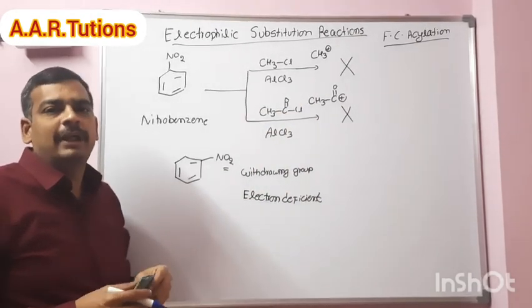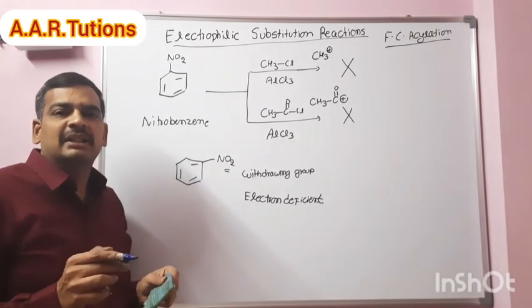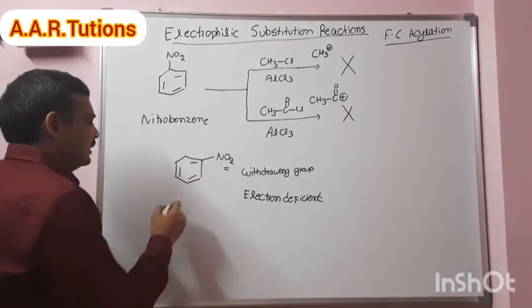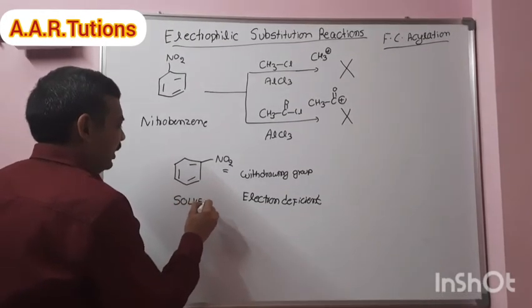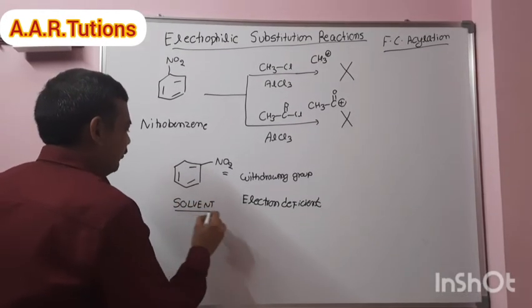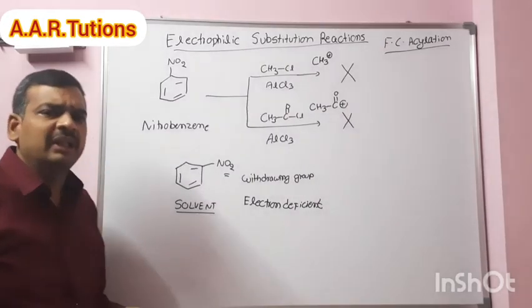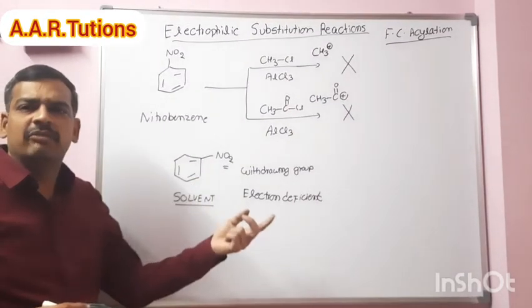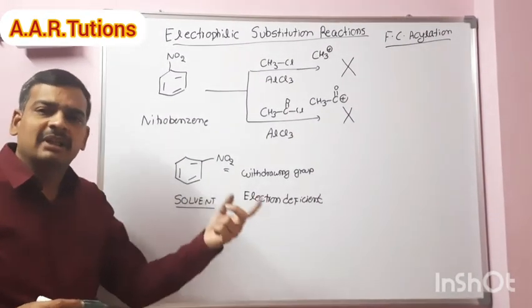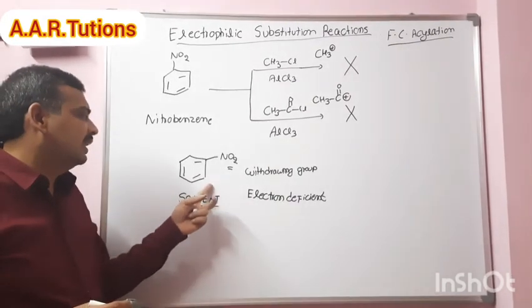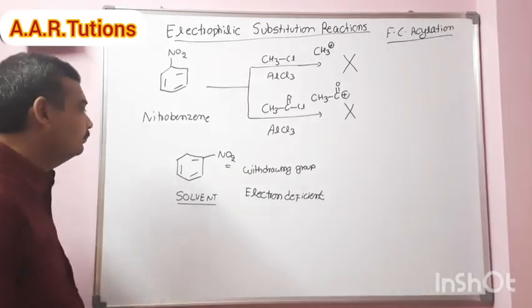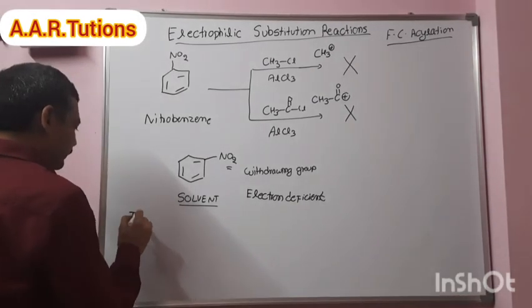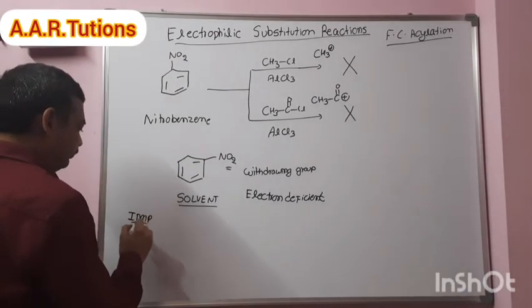That is the reason why, in Friedel-Crafts alkylation and acylation, nitrobenzene is generally used as a solvent. Very, very important. Since it does not undergo any Friedel-Crafts alkylation or acylation, it is generally used as a solvent in Friedel-Crafts reactions. Some important points.